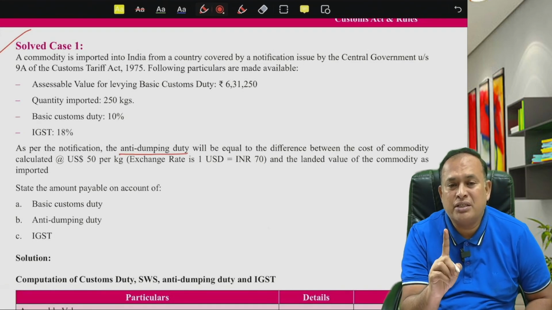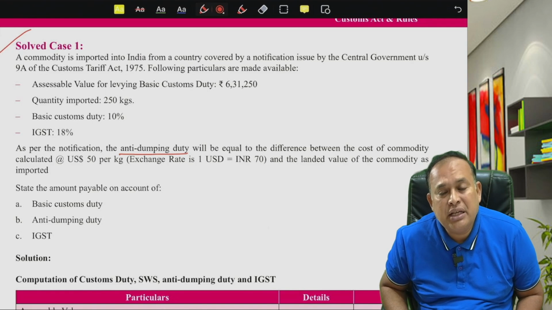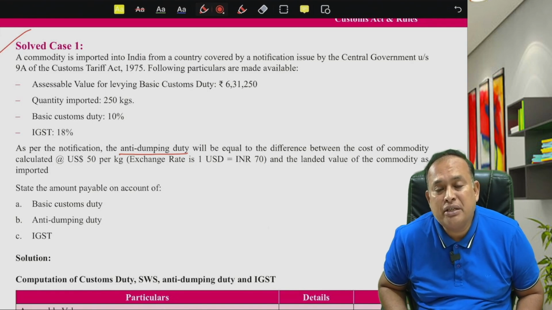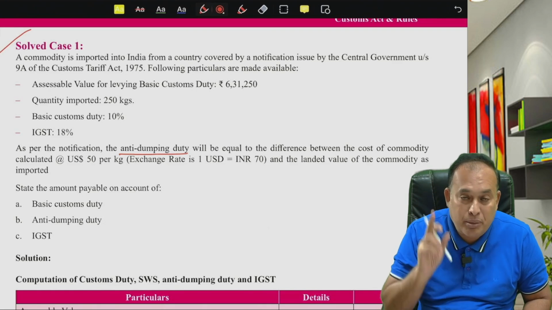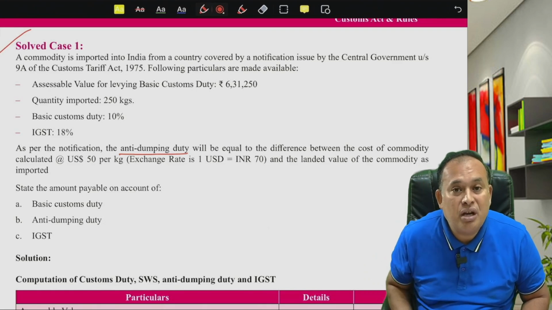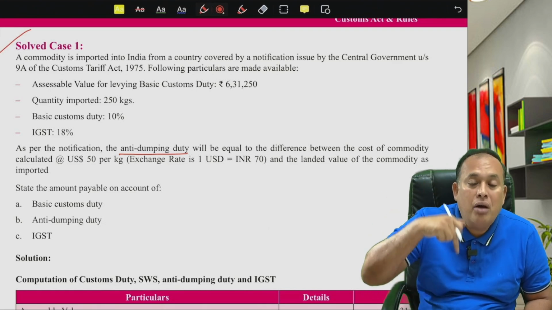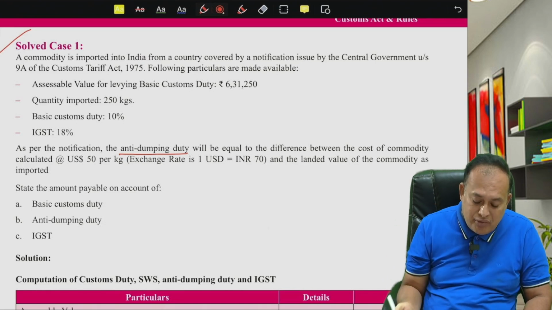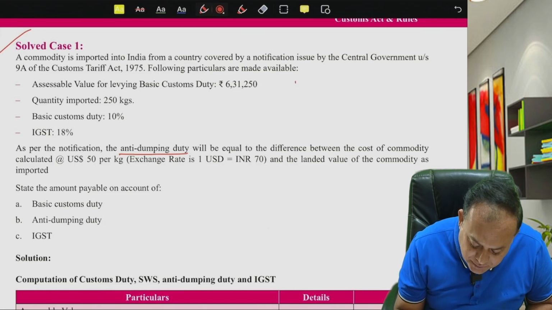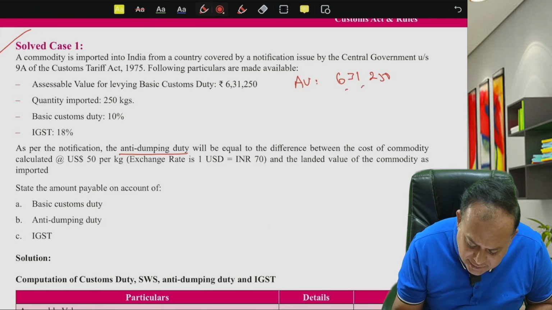First and foremost, understand our valuation chapter of GST, Section 15, where all duties and taxes should be added except the GST taxes while computing the GST. So, first we have to compute the BCD, social welfare surcharge, anti-dumping duty. All of them we have to add in the assessable value, then you apply the IGST. In that case, very simple. First of all, you take the assessable value, which is directly given: 6,31,250 Indian rupees.